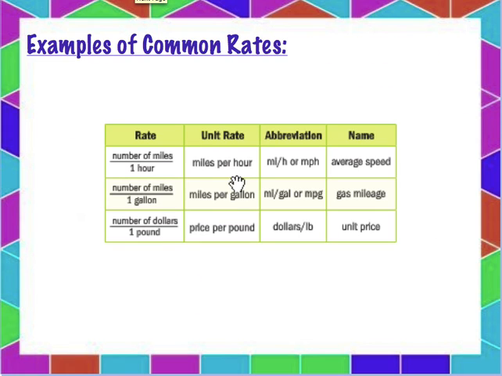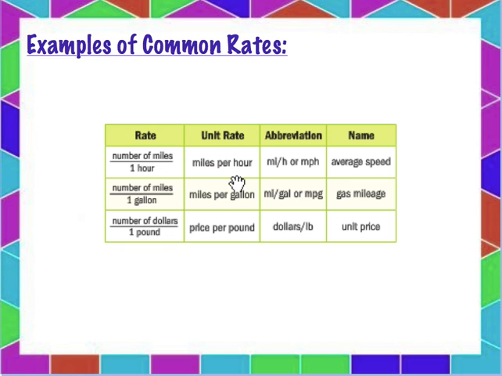So here are some examples of common rates that we might use in our daily life. A number of miles in an hour. We call that miles per hour, or mph, and that's our average speed. So when we're traveling, that's helpful to give us an idea of how long it will take us to get somewhere. Another example is the number of miles per gallon. Also, when we're traveling, we look at gas mileage, or how many miles per gallon we get when we're driving. If we have a big heavy car, it might get fewer miles per gallon than a small compact car. And that helps us with spending money on gas.